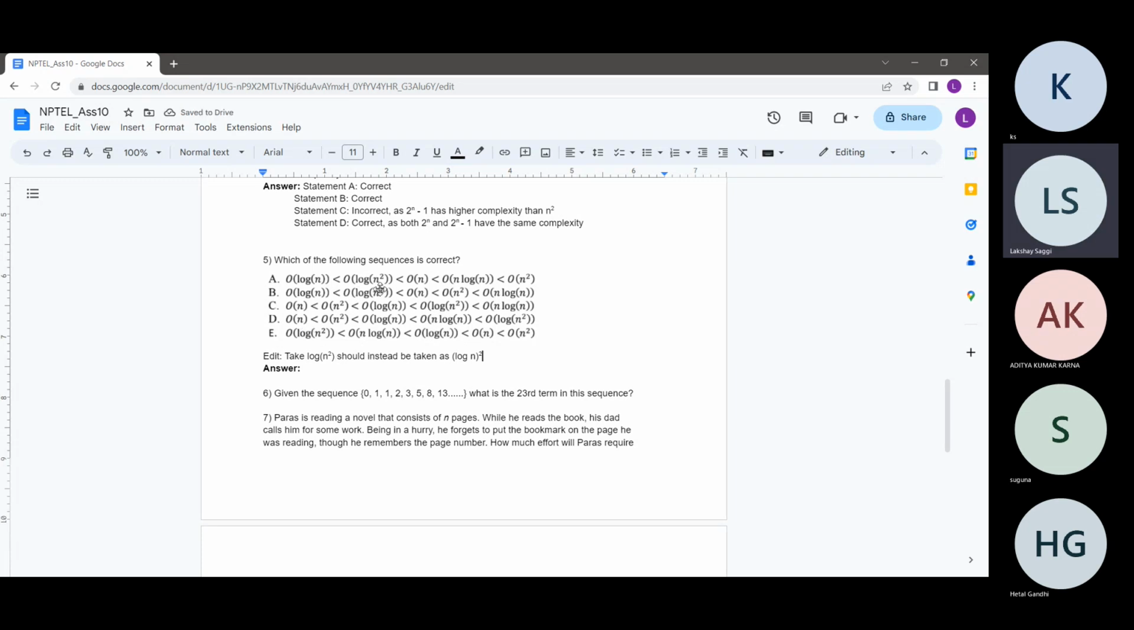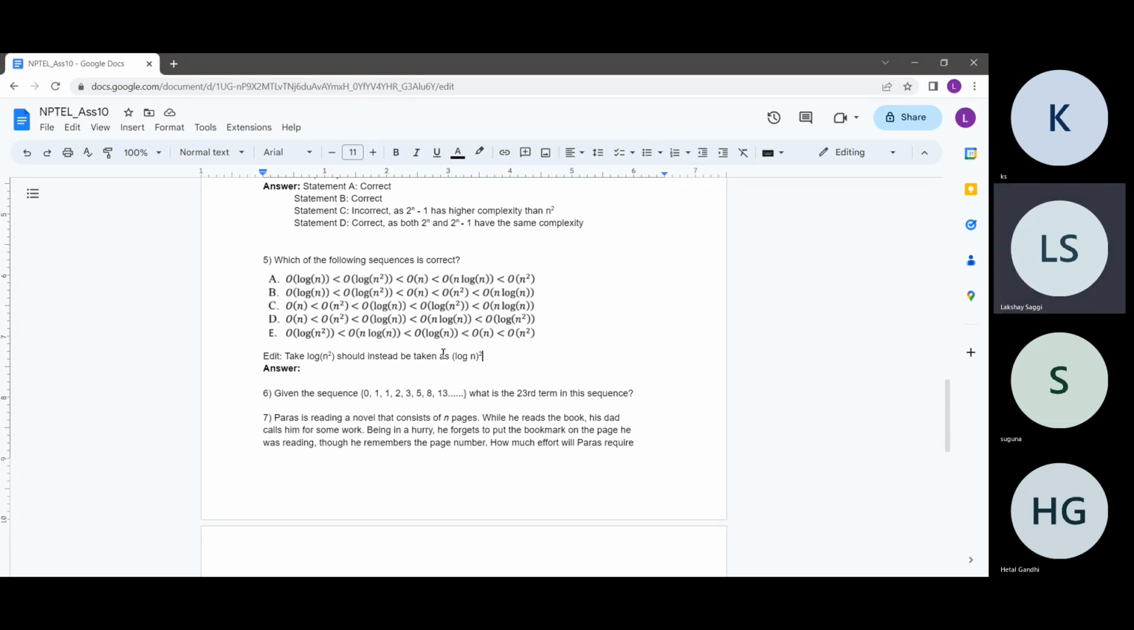this has n square inside the parenthesis, but I believe this is a mistake, and instead it should be log n whole square. Log of n square will just be 2 log n, so it will be equivalent to log n only, so it won't make much sense. So it is actually log n whole squared. This is a correction for every option. So note this correction.